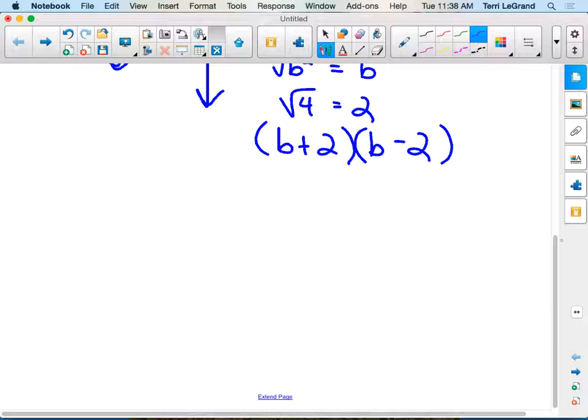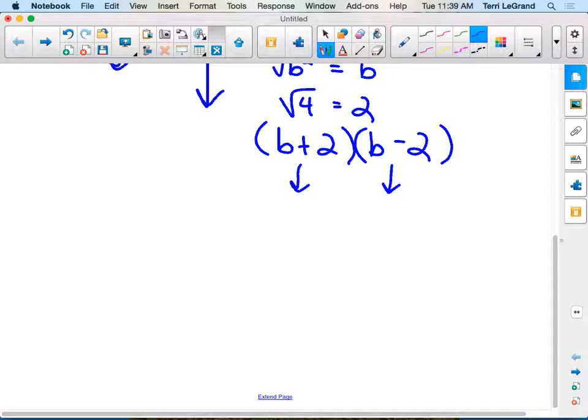We don't get to stop yet until we say to ourselves, okay, now can either of those factors be factored? No. In other words, are either of them the difference of 2 squares? Well, this one's not for sure because it's got a plus. How about this one? It is a difference, but they're not perfect squares.